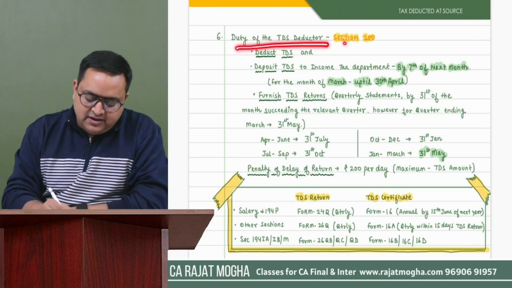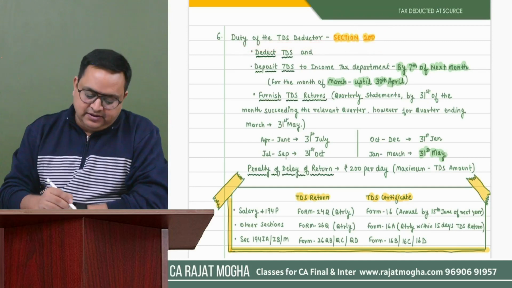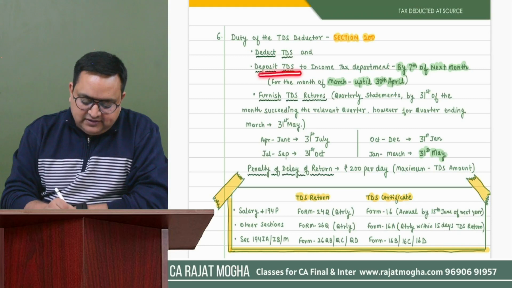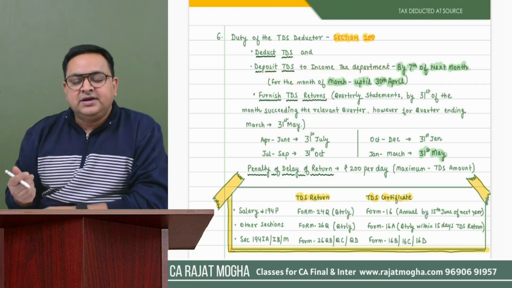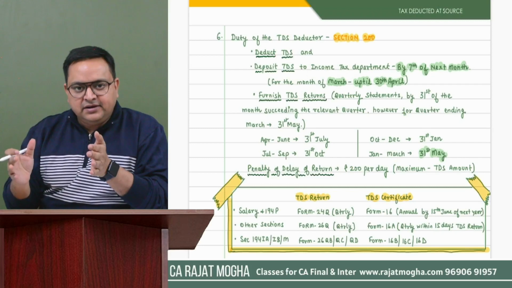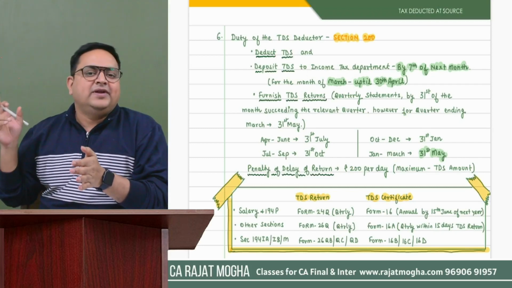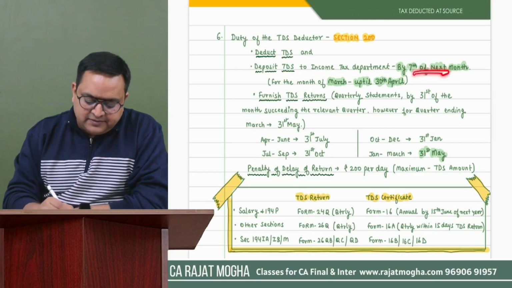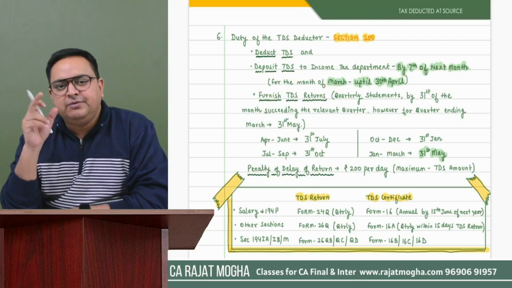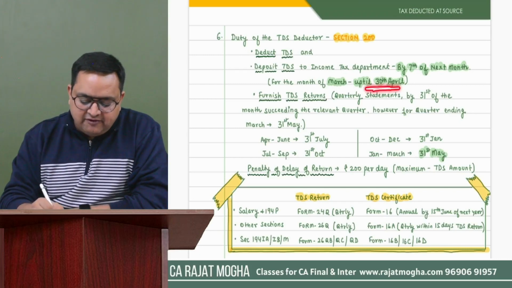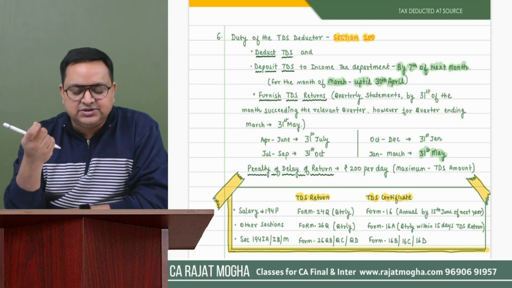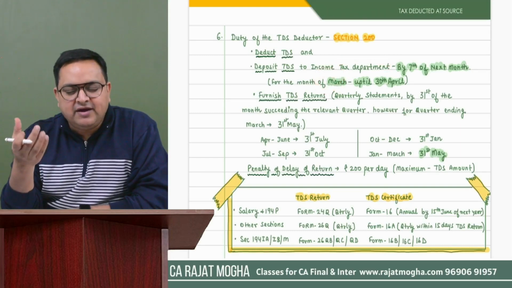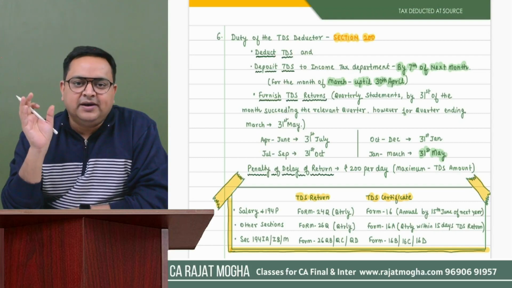Duty of the TDS deductor, Section 200, but no need to remember the section number. First of all, you have to deduct the TDS, and then you have to deposit the TDS to the income tax department. If you have deducted the TDS in any month, you should deposit it by the 7th of next month. But for the month of March, you should deposit it by 30th April. We have given some extra days for March. Generally for March it would have been 7th April, but we have given you 20-25 days extra. By 30th April you can deposit it.